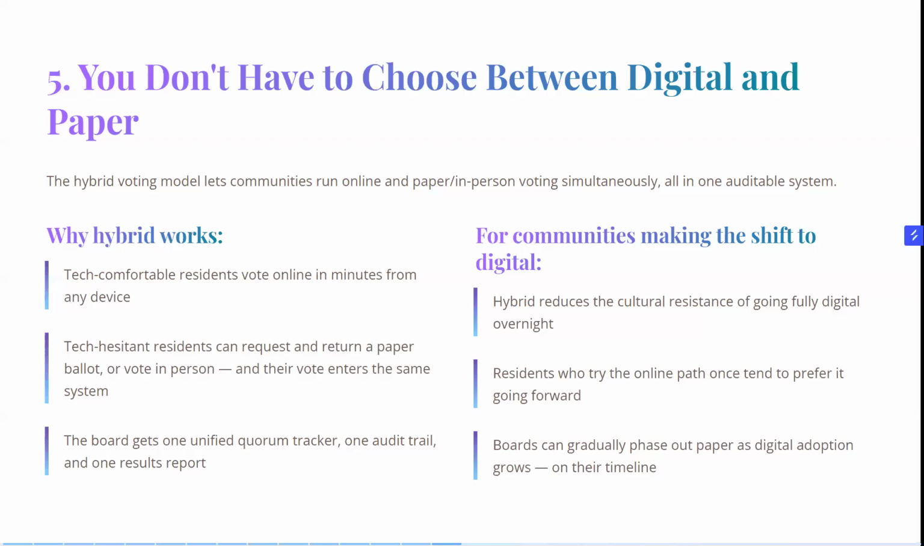Communities that start hybrid rarely stay hybrid forever, too. When residents who are skeptical of online voting actually experience it, most of them prefer it the next time around. Digital adoption tends to grow on its own once residents have tried it once. And boards can phase out paper gradually as that happens, entirely on their own timeline.